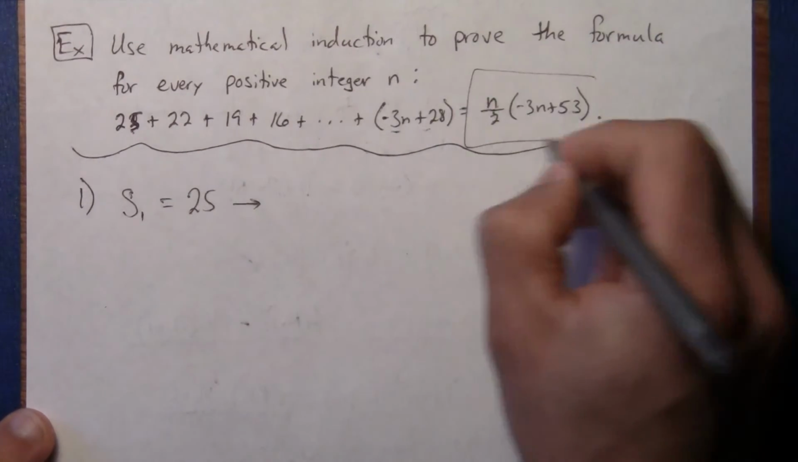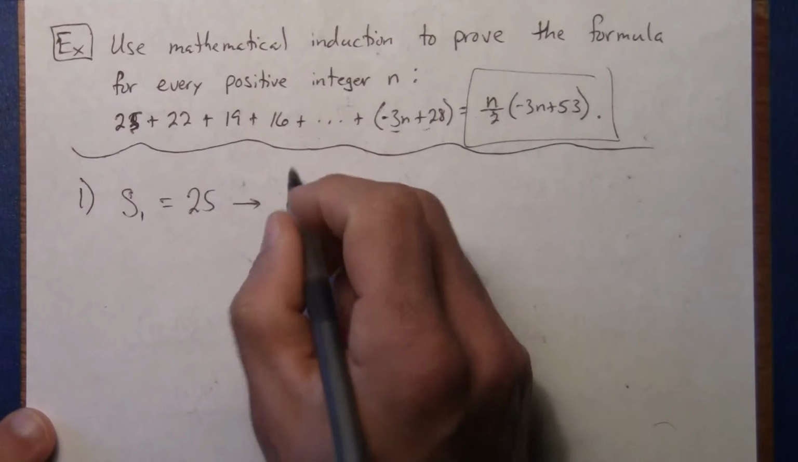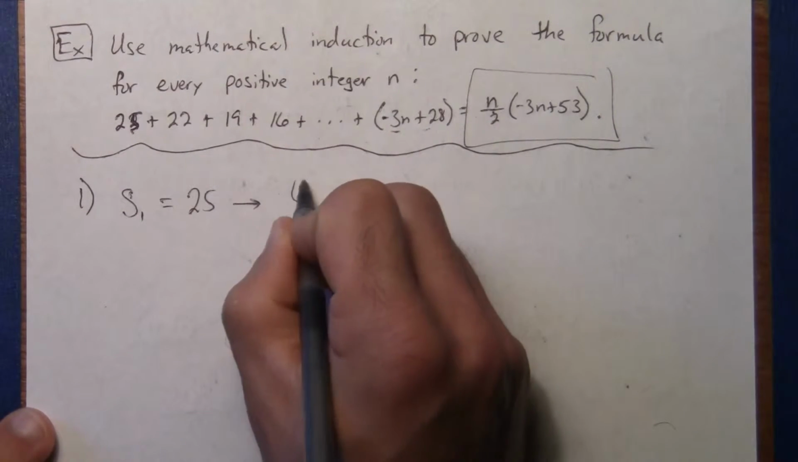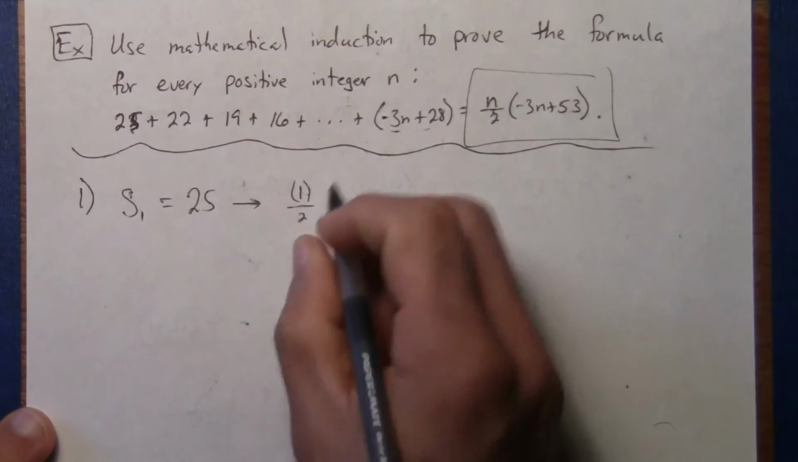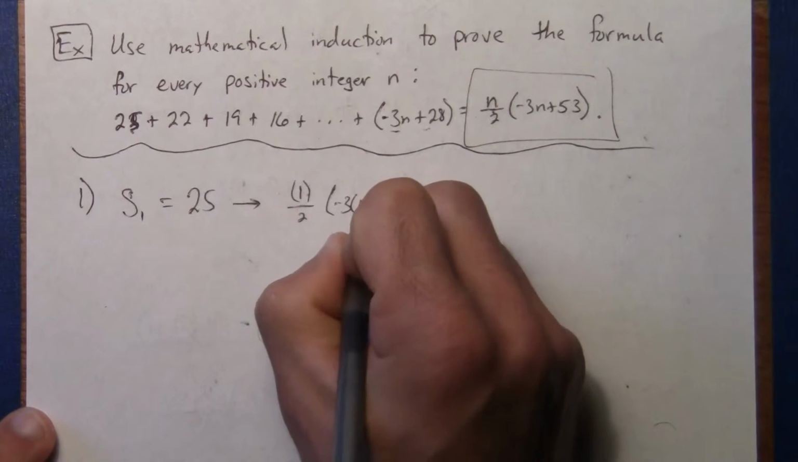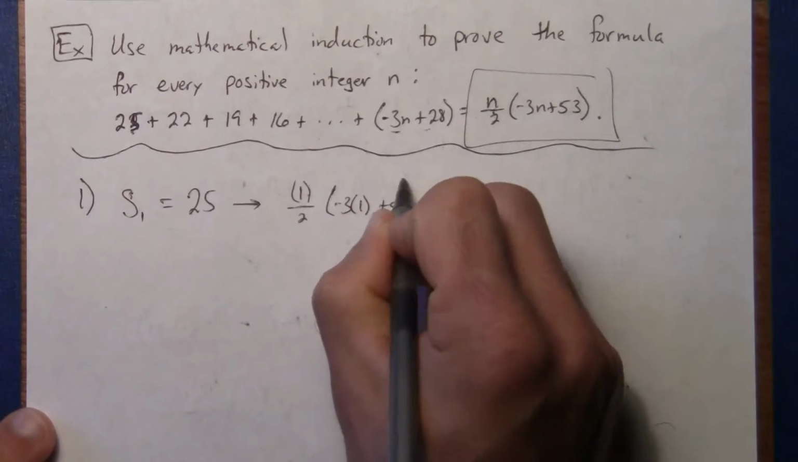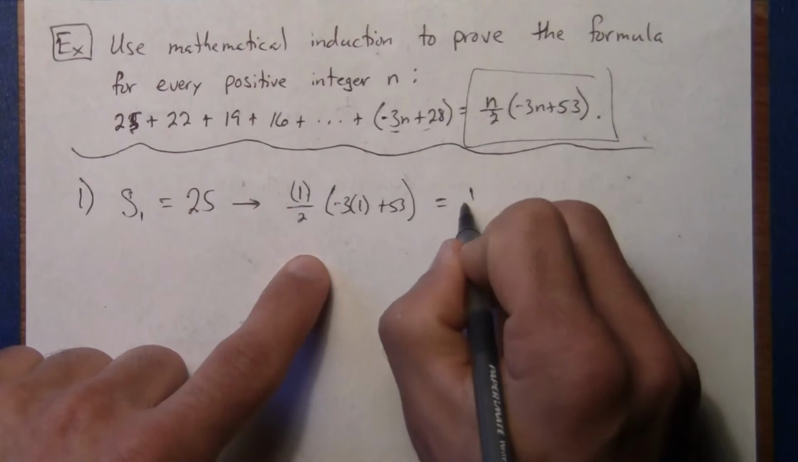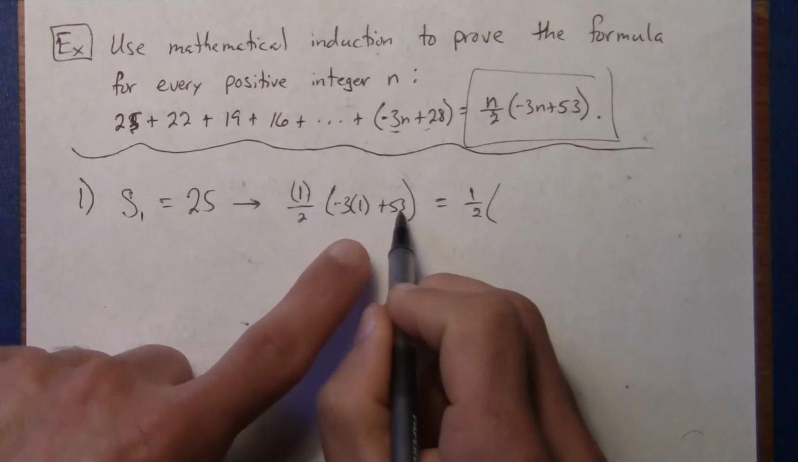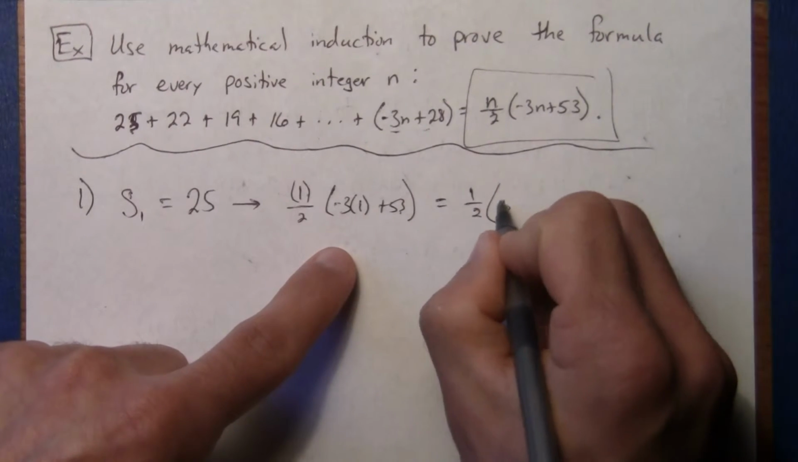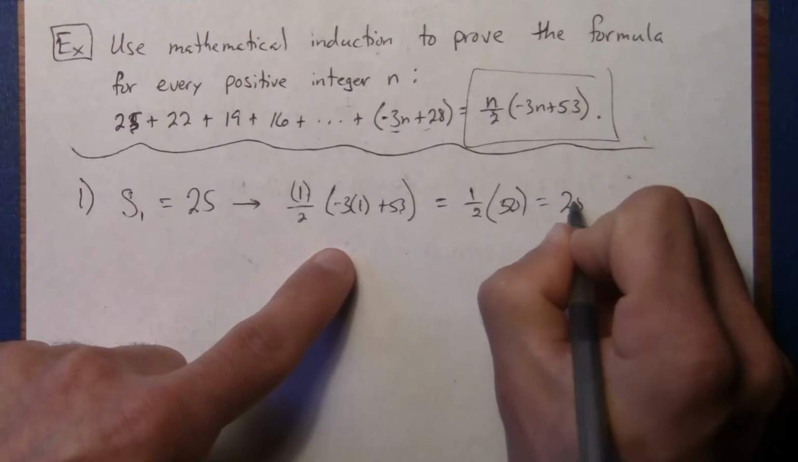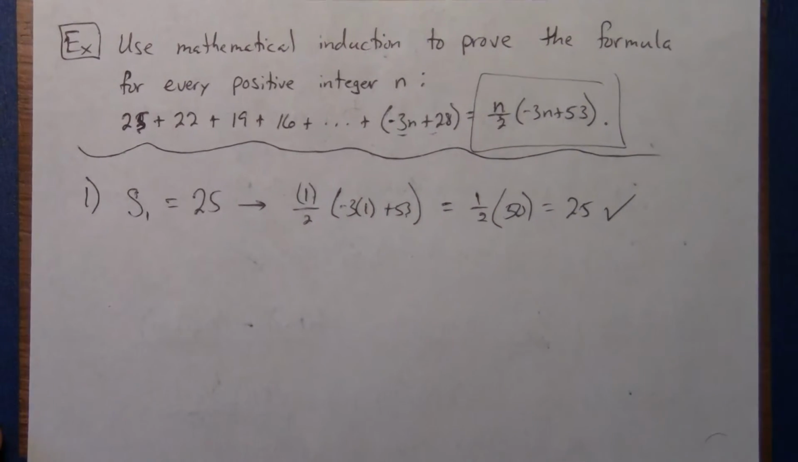Well, this is the actual sum formula. So if I plugged in 1, I would get 1 divided by 2 times negative 3 times 1 plus 53. So I know that I'm looking at 1/2 times 53 minus 3, or 50, and sure enough that gives me 25. So I've shown that the first number works.